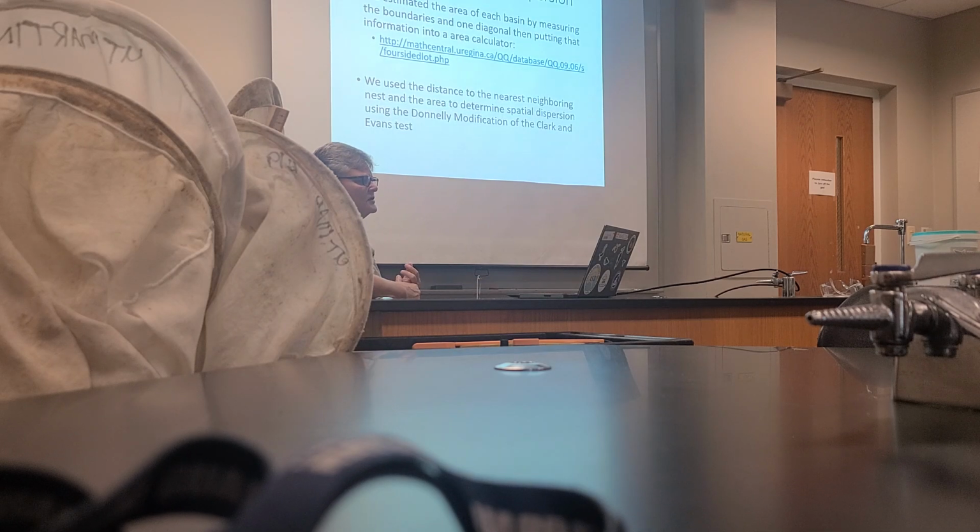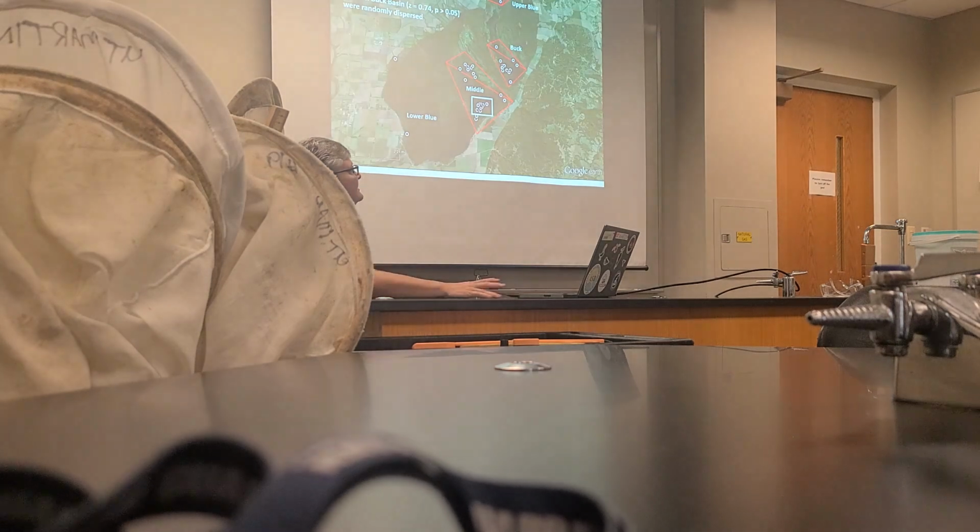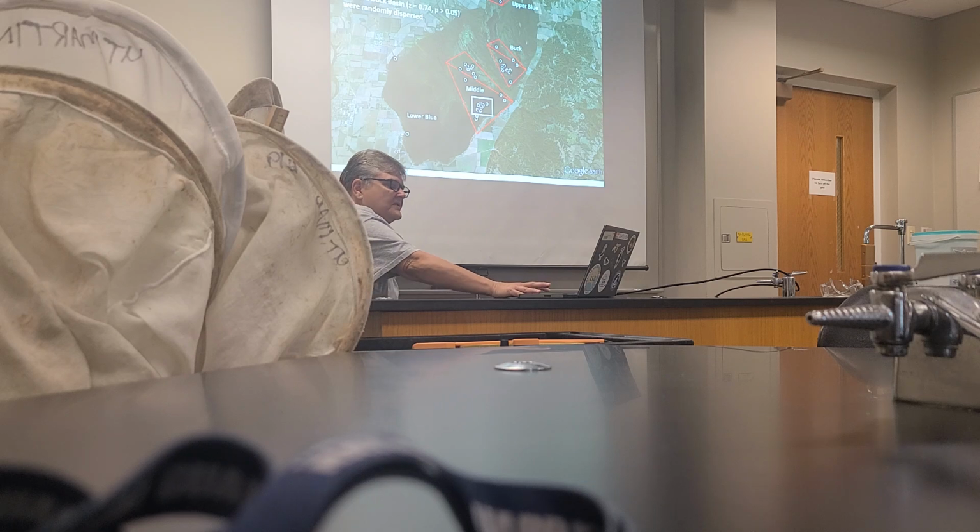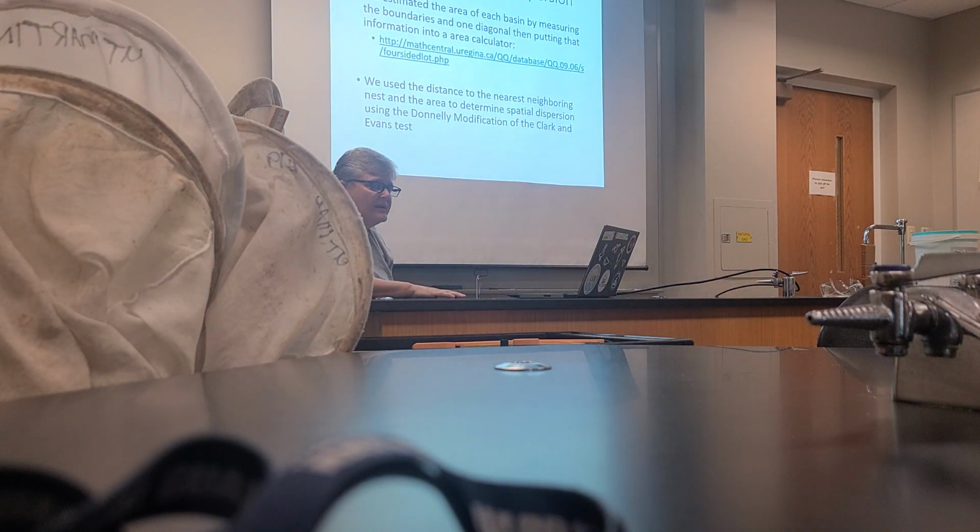And so to determine the spatial dispersion, we estimated the area using a math website. So that's where these red lines came from. We outline the basin, and then you take the diagonal across the basin, you plug those numbers into the website, and it gives you the area. So that's how we got the area. We did all that in Google Earth. And then we determined spatial dispersion using the Donnelly modification of the Clark and Evans test. That's the actual name of the statistical test that we used. And again, that's based on distance between nearest neighboring nests.